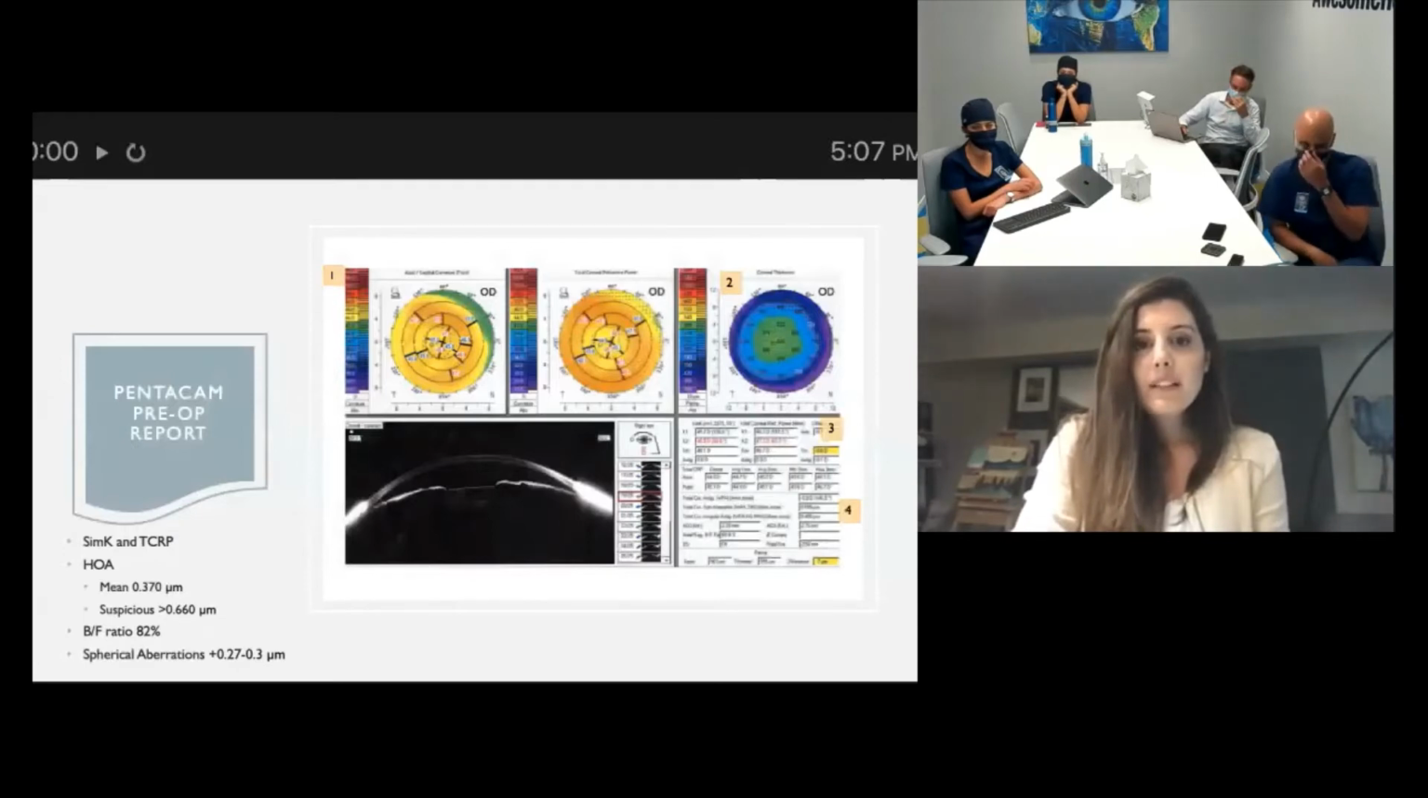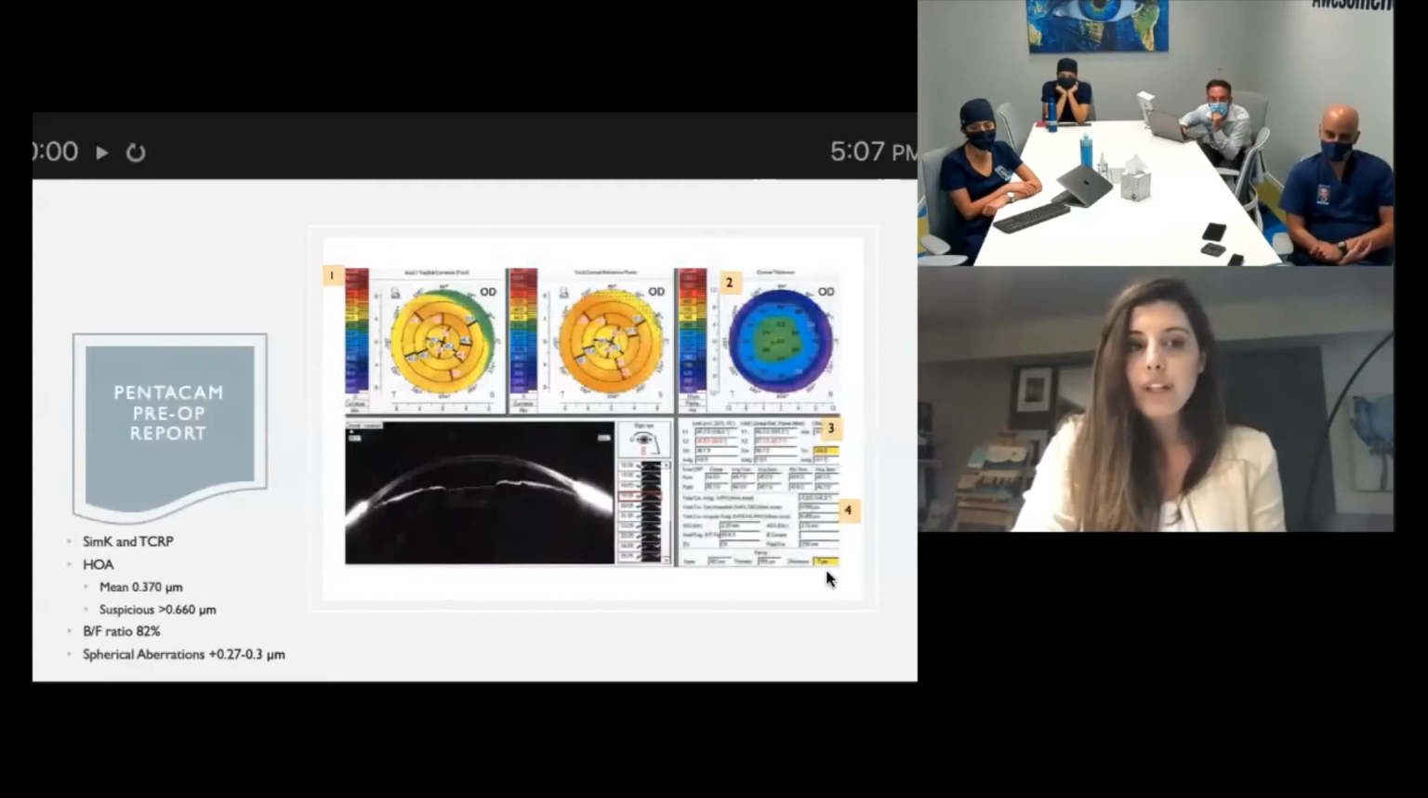A very nice thing about this pre-op report is the data that are available over here. So you can check the higher order aberrations in the cornea, and usually a mean higher order aberration is about 0.37 micrometers. It becomes suspicious, and you don't want to go for any premium IOLs whenever it's above 0.660 micrometers.